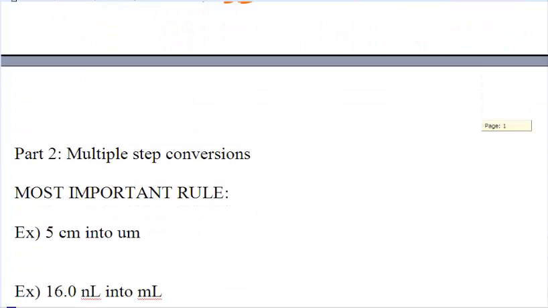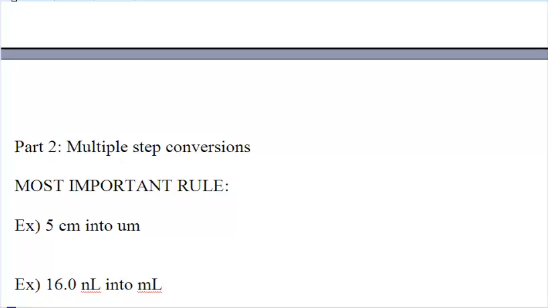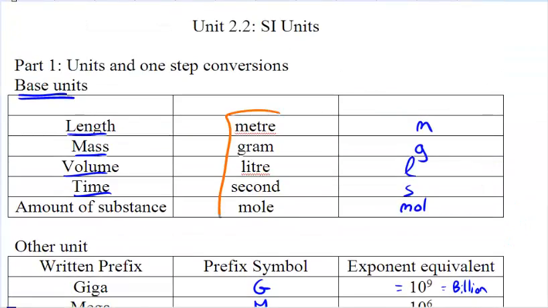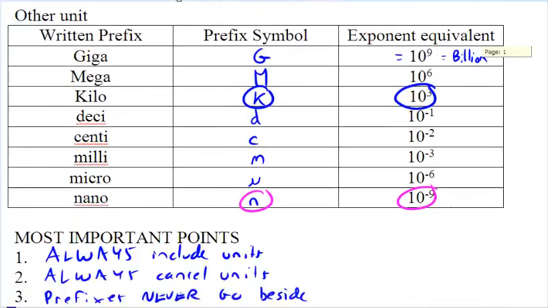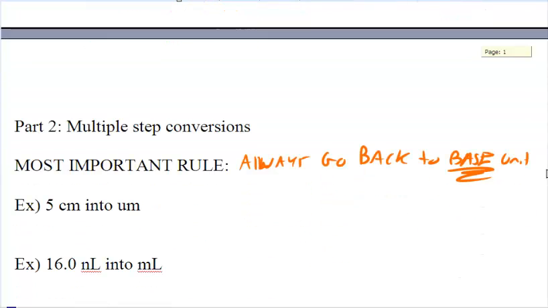Okay, moving along into the multi-step, it's going to be the same thing, but the most important rule is this. You always, oops, if I can spell, always go back to base unit. And what that means is you always go back to what these ones are. Okay, so if it's nanoliters, always go back to liters. So let's look at this.